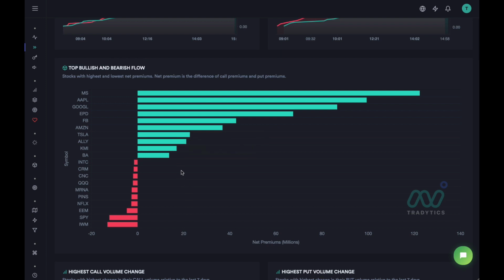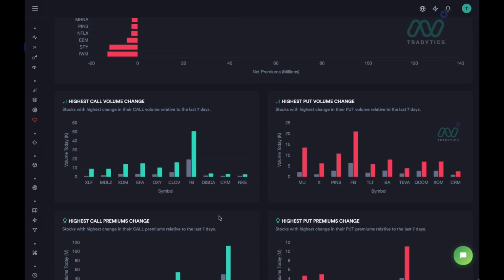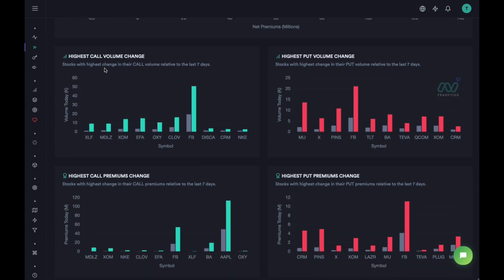We either want to generate trade ideas based on it, or we want to just add confidence in our existing plays. Then we have 4 widgets for highest call and put volume change, and highest call and put premiums change. These widgets show you the stocks that have the highest change in their calls and puts volume and premium. So this bar is the volume today, and this bar is the premiums today, and then these grayish bars are the average volume and premium in the last 5 days.